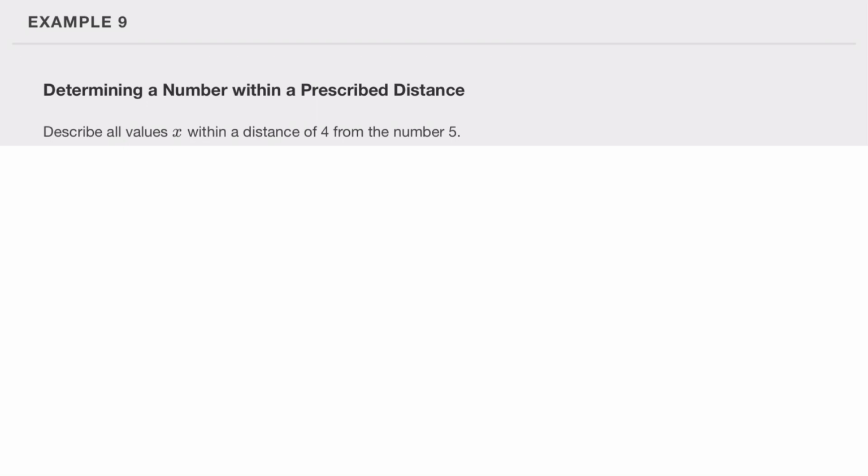Describe all values of x within a distance of 4 from the number 5. So the smallest the number can be will be 1. It's basically all the numbers from 1 to 9, and we can use square brackets. Because if we're at 5 and we subtract 4, we're at 1. If we're at 5 and we add 4, we're at 9. And we're talking about all the numbers between and including those endpoints.